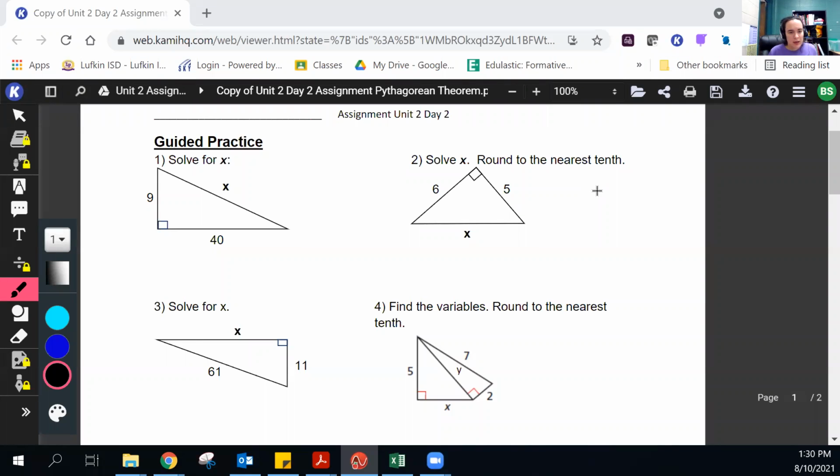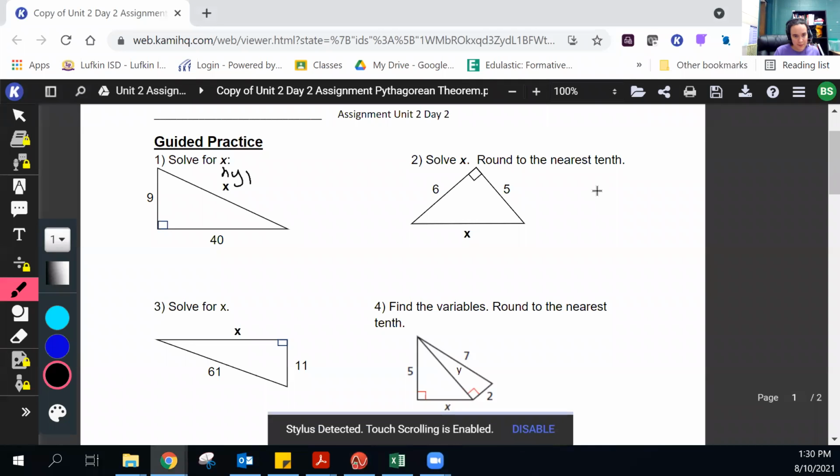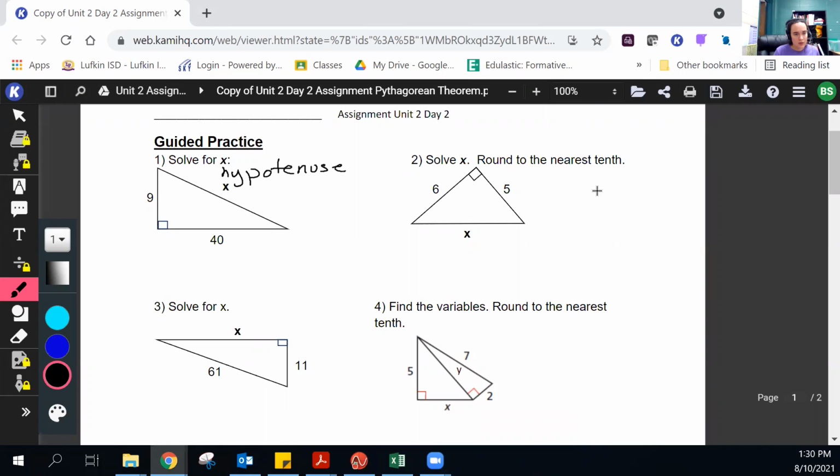Now we're on the guided practice for Pythagorean theorem. The first one, solve for x. We have a right triangle. It's labeled across from your right angle is hypotenuse. And we can use the Pythagorean theorem. The 9 squared plus 40 squared equals x squared.